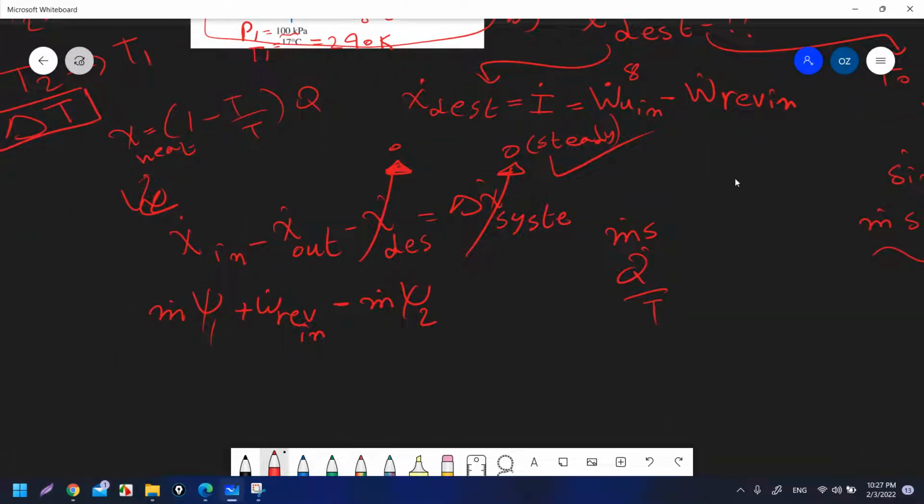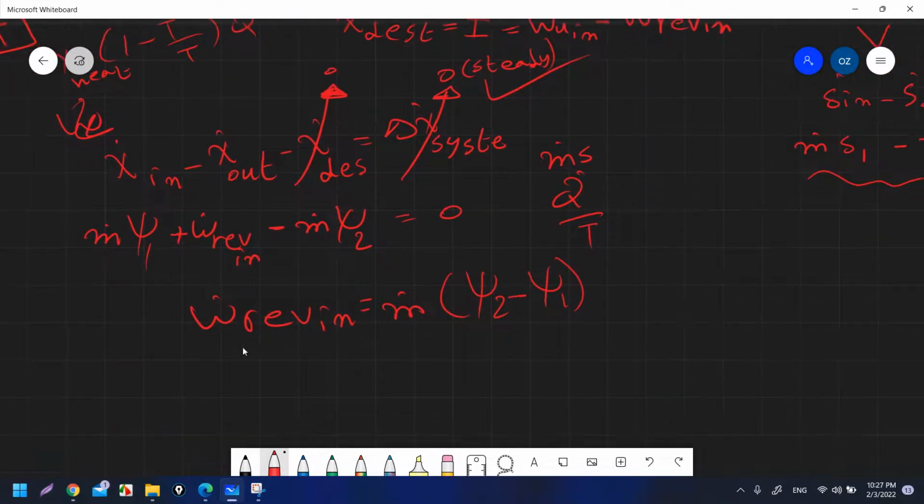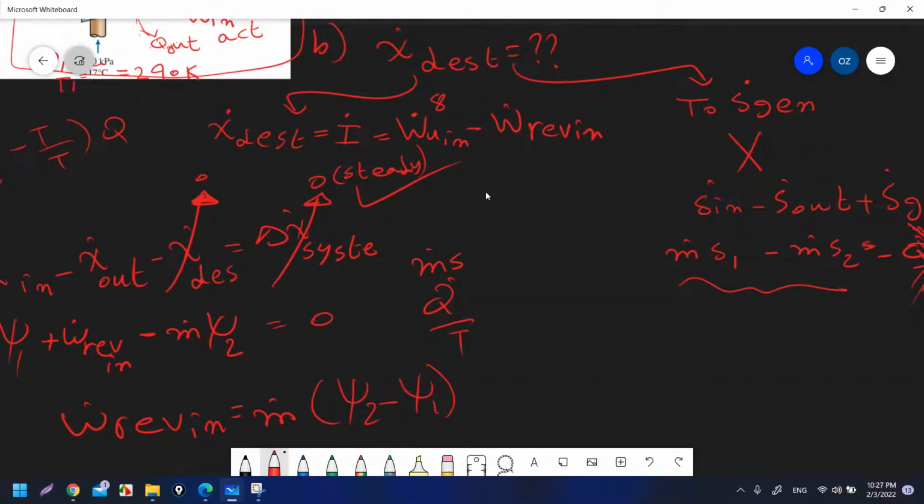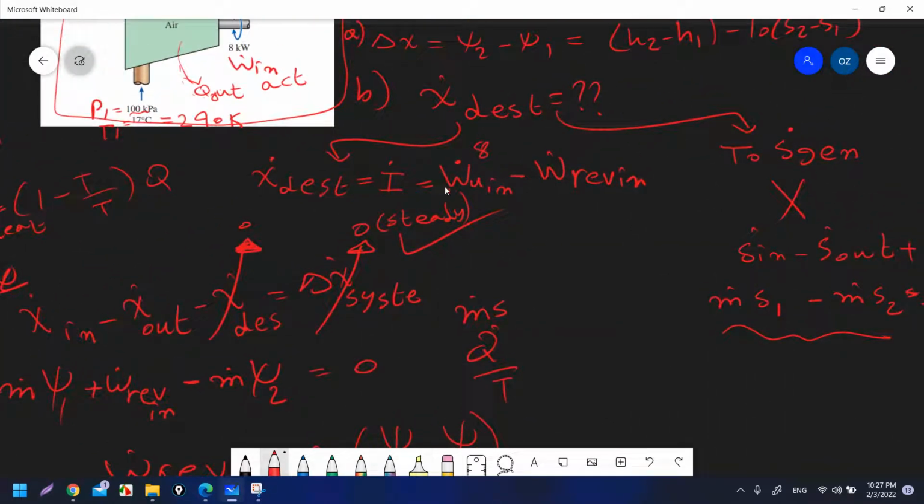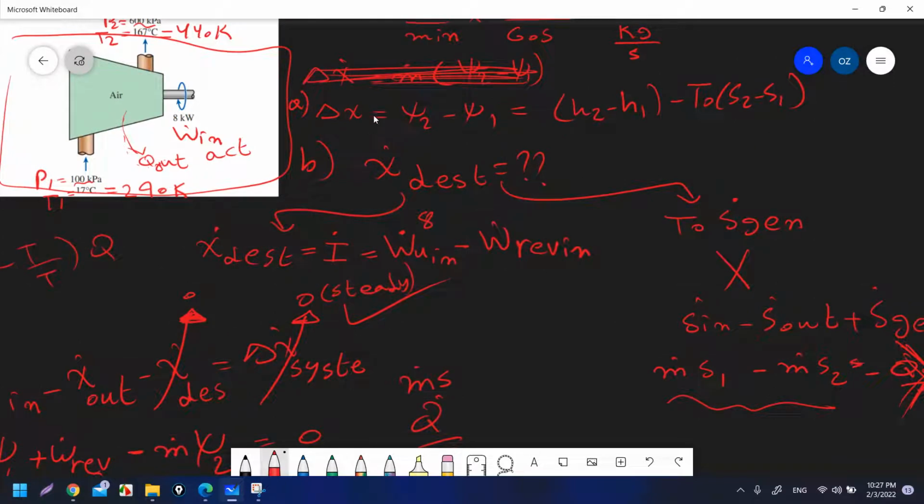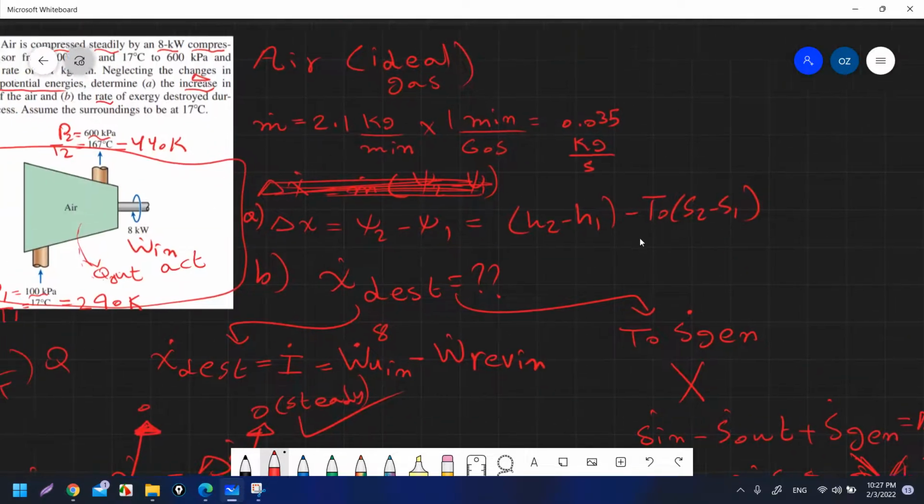Okay, so this one will be equal to 0. Work reversible in will be equal to m dot times exergy flow 2 minus exergy flow 1. After I find this one, I will subtract it from 8 and I will get X dot destroyed. But first we want to find delta psi per unit mass, in kilojoule per kilogram.